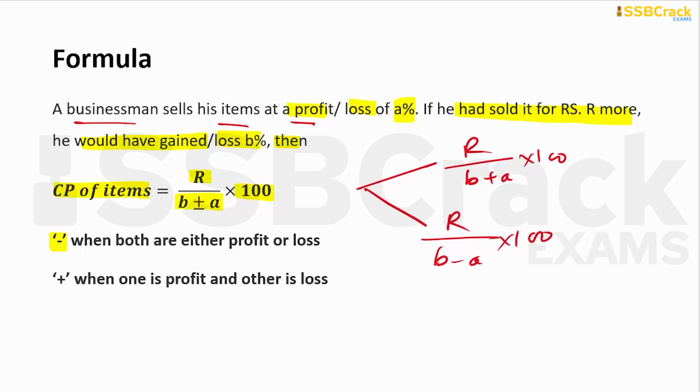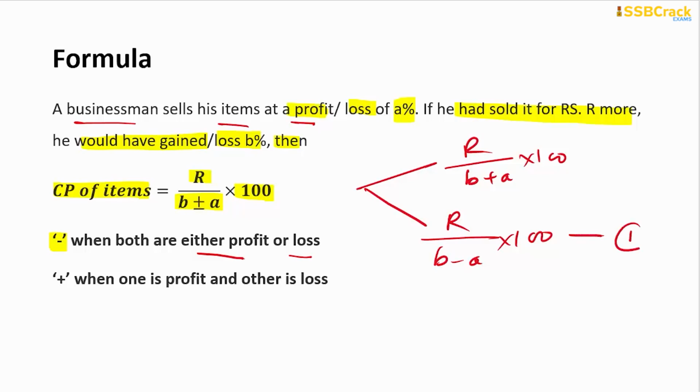So when to use which formula? Understand, when both A and B are either profit or loss, means if A and B both are, suppose, profit or both are loss, then we shall use the formula, this one. Okay, for the first criteria. And when one is profit and the other is loss, either A profit, B loss, or B profit, A loss, then we shall use formula number 2.